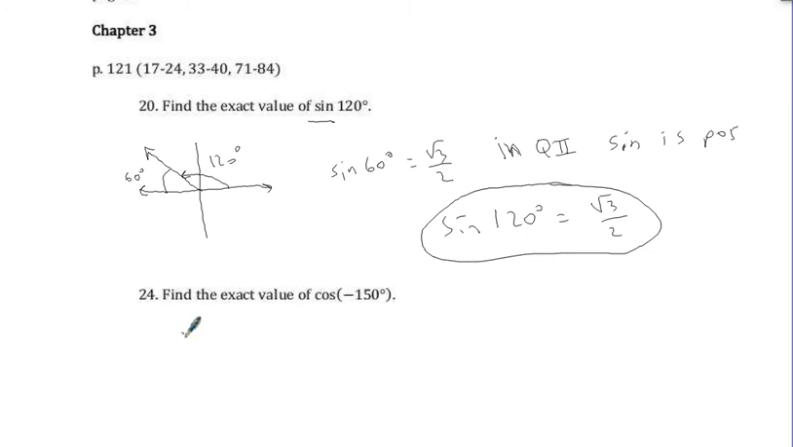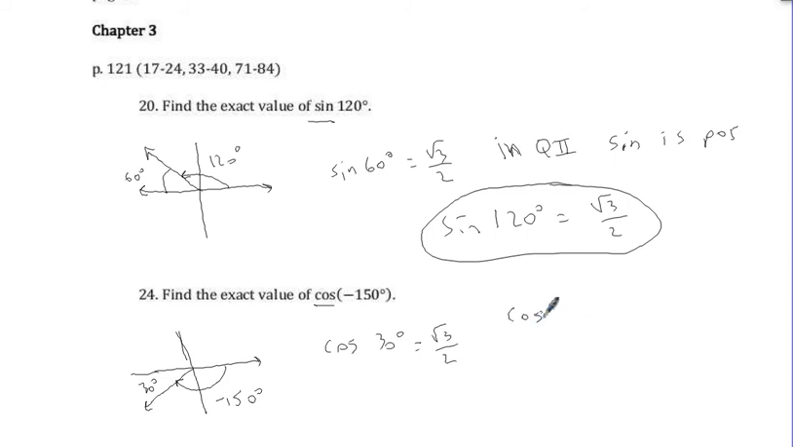Negative 150 degrees. We're working with the same structure here, except from the x-axis we're going negative 150 degrees. So that would be clockwise. And the reference angle would be the difference up to the x-axis, which is 30 degrees. Cosine of 30 degrees is the square root of 3 over 2.